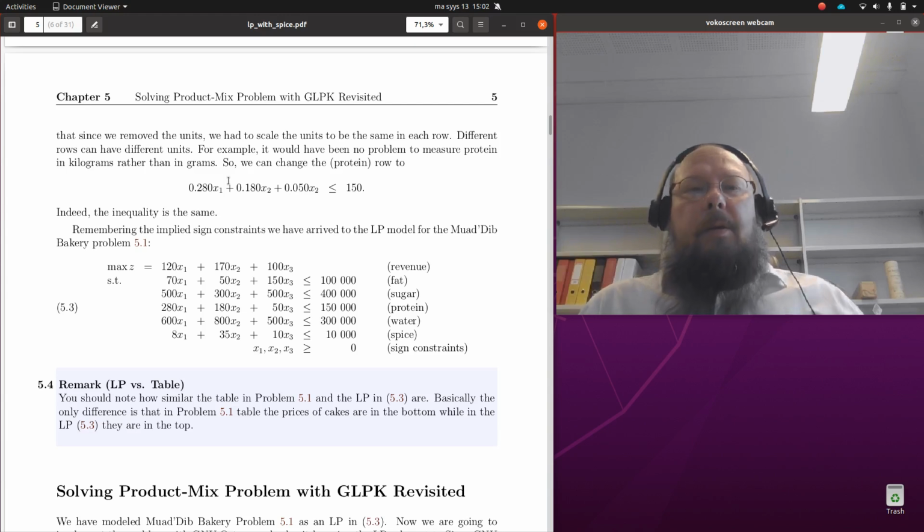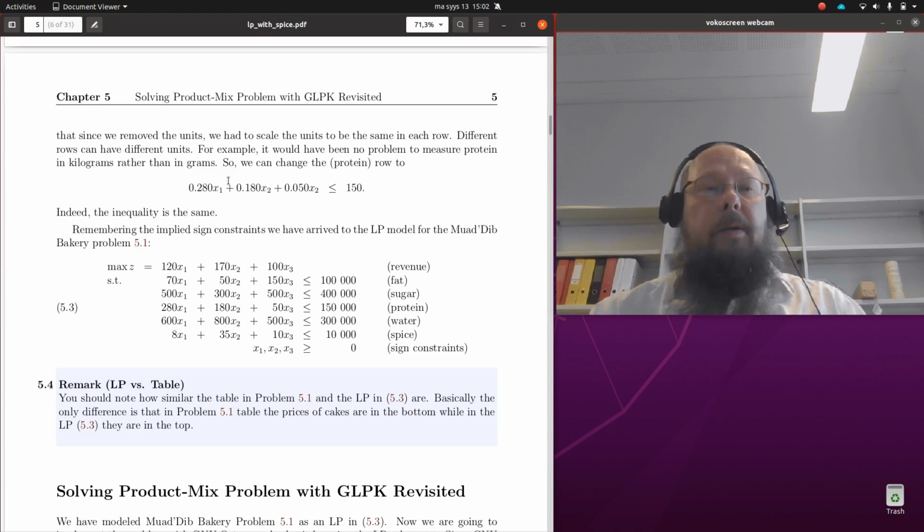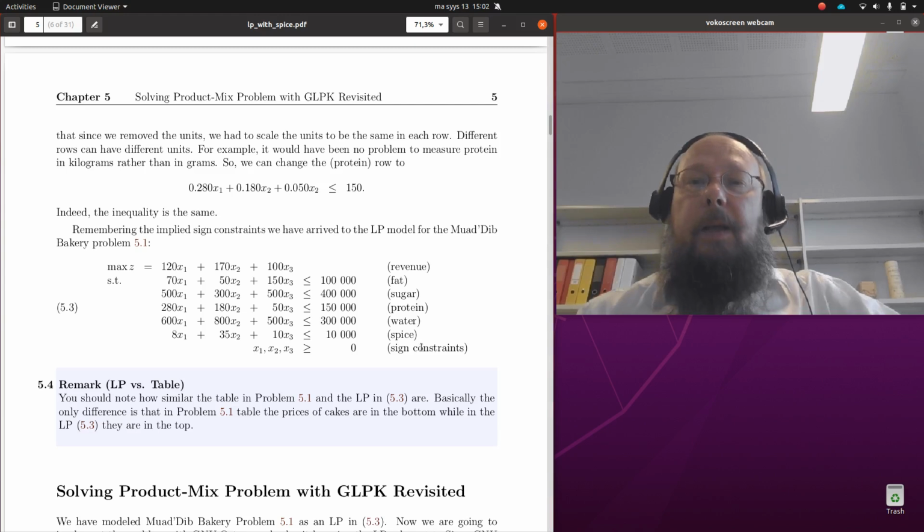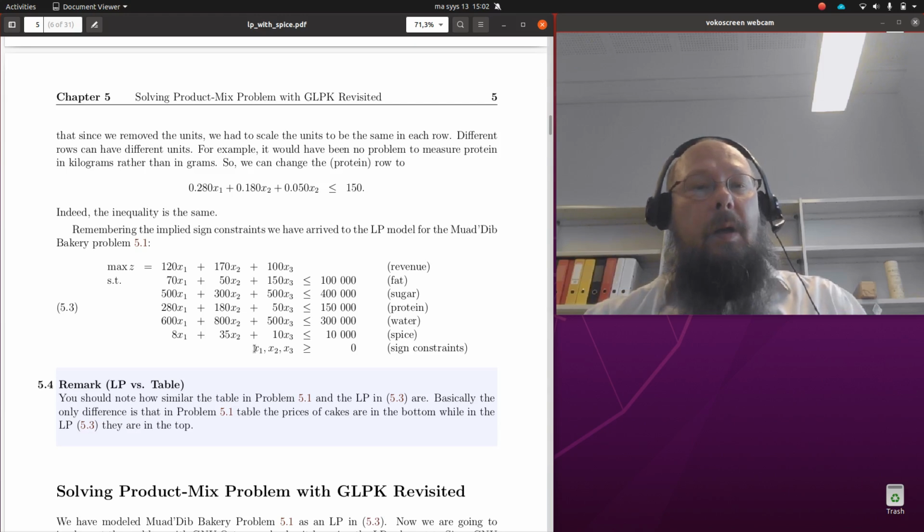Okay, so we are basically finished with this LP modeling. So here is the model. Just remember the sign constraints. So this is that we are actually selling the cakes, not buying them. Again, this was not explicitly stated in the problem, but I think it was implied. And yeah, that's the LP.